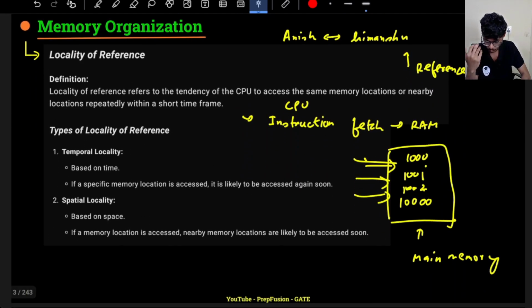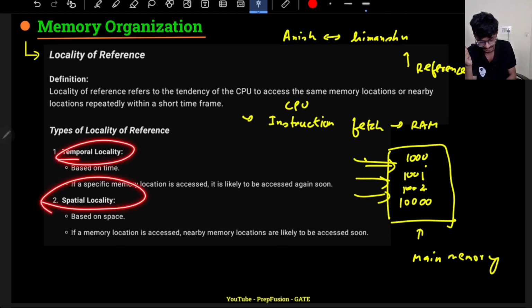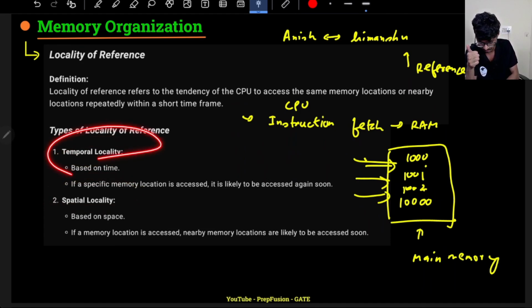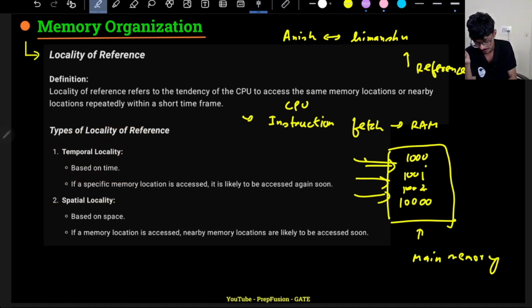So now there are two types of locality of reference, okay? Locality of reference you understood, like a near address, how many times I'm accessing it. There are two types of locality of reference. One is the temporal locality, another one is the spatial locality. So what is temporal locality? Temporal locality is based on time. So if I'm accessing the same location after a few milliseconds, or a very small amount of time.